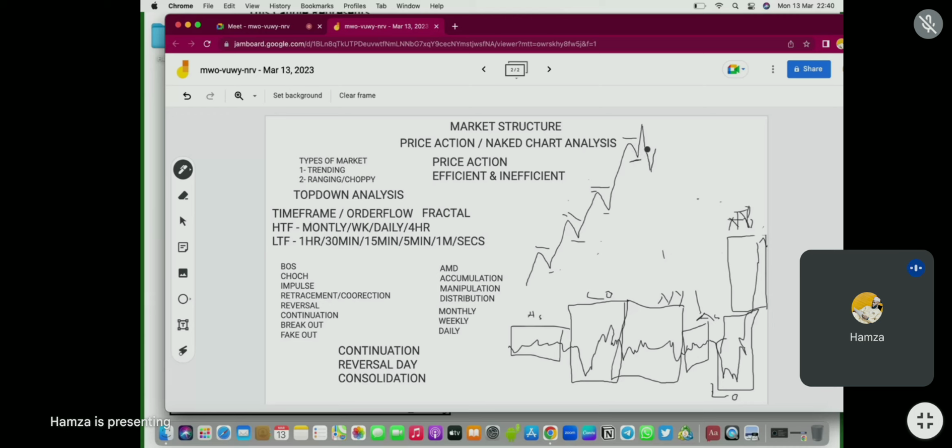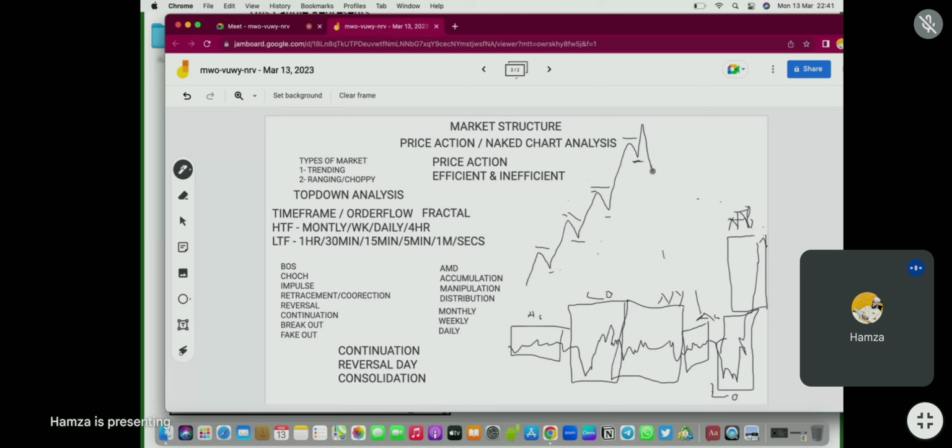So if it had made a correction, then broken to the upside, we'll say this is BOS. So the correction, impulse. But no, what it did was, instead of making a correction, it broke this structural low. So instead of us having a correction and an impulse, what we now have is an impulse that broke this structural low. So this is a change of character.